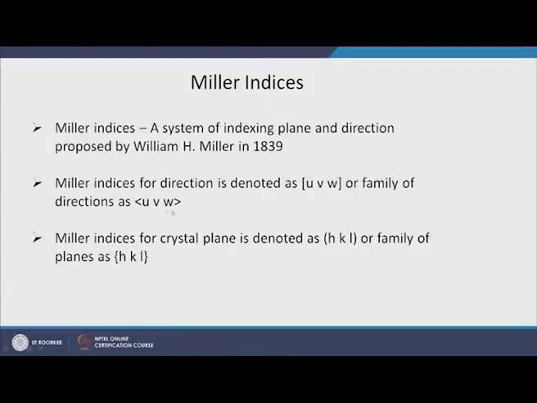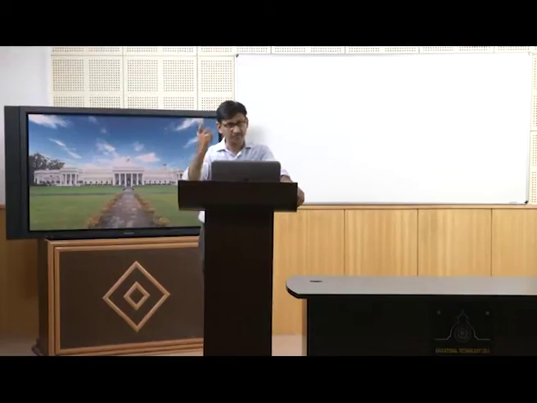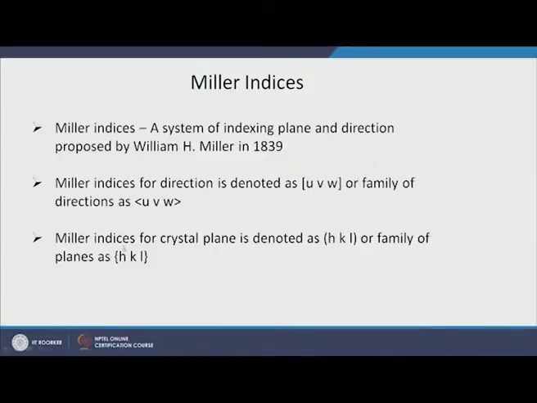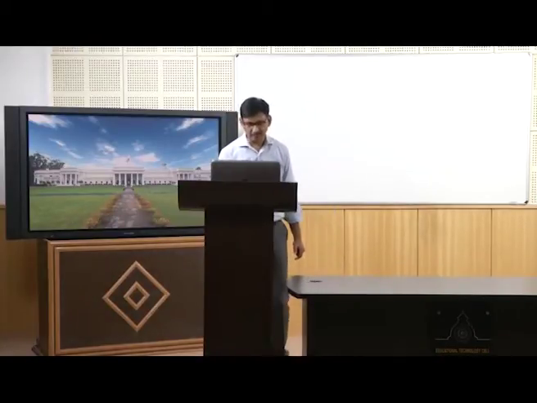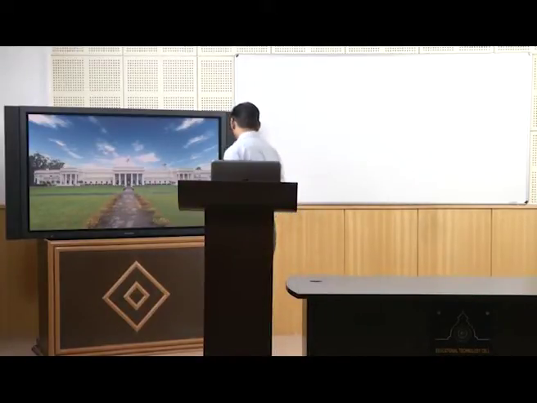Family can be denoted by something like this. Okay, we will find out what we mean by family. Planes can be shown in this parenthesis, and family can be shown in curly braces. We will see what we mean by this. These are just notations which you will use for denoting planes, family of planes, directions, family of directions.